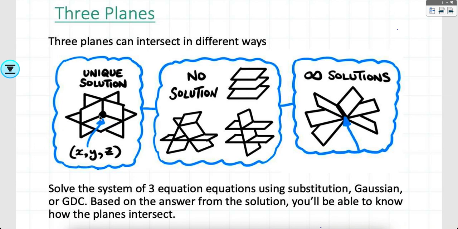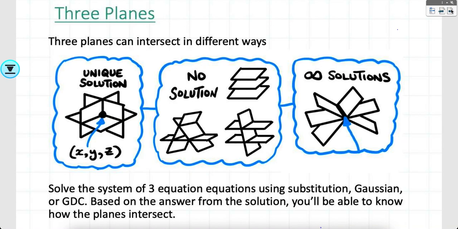So we either get a unique solution, so they intersect at a single point, or we get infinitely many solutions, meaning they intersect at a line, and that line is represented by a parameter. Or we get no solutions, and no solutions can happen for three different reasons: either all three planes are parallel, or two planes are parallel, or each pair of planes intersects at a line. Two planes intersect at a line. So you can see these two planes intersect at a line, these two at a line, these two at a line, but none of them at the same line or point.